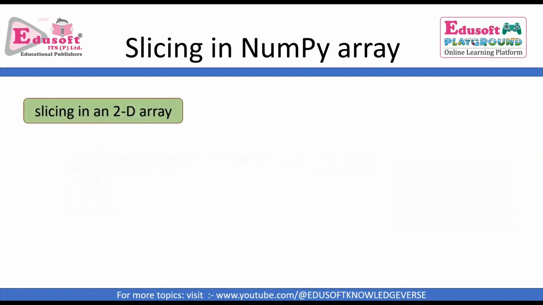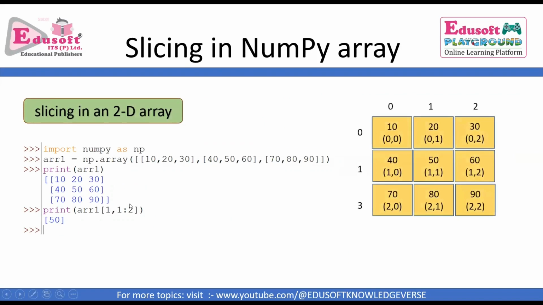Coming to slicing in a two-dimensional array. Here you can see array1 equals np.array, and these are the elements of your array. What if I want to access the element 50 from this array? So what index do I have to give? You can see over here, the index of 50 is 1, 1. So let's see here, print array1, within brackets you can have 1, 1 colon 2.